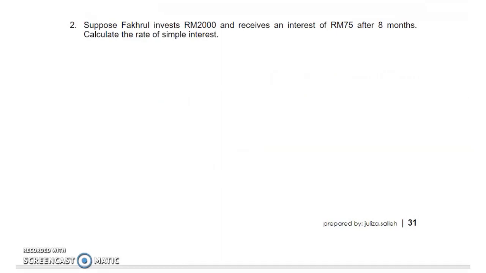Now let's look at number 2. Suppose Fakrul invests 2,000 and receives an interest of 75 ringgit after 8 months. Calculate the rate of simple interest. So now you want to find value R. Extract the info given. Invest 2,000, so P is 2,000. Receive an interest of 75 ringgit, so value I equals 75. After 8 months, this is value T.